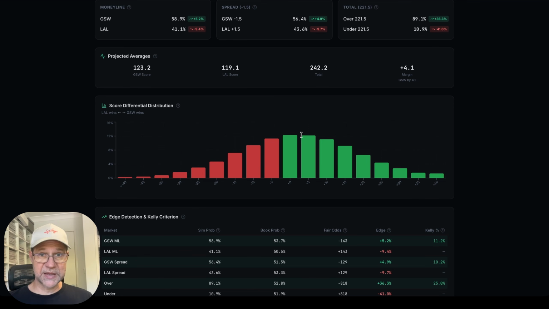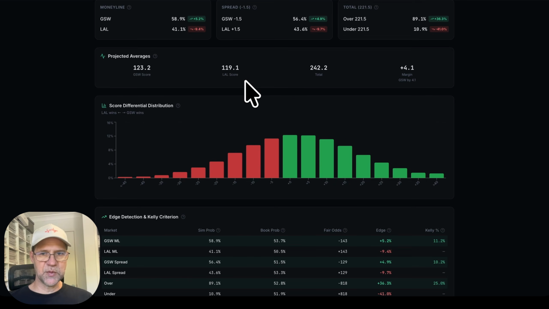Now, obviously, it can definitely happen. And that's the variance. And that's why you don't bet your house on a single game ever, even with a small edge. Now, this histogram actually shows you the full picture. It's not just that the Warriors will win, but how they win and by how much, and how often things can go the other way.